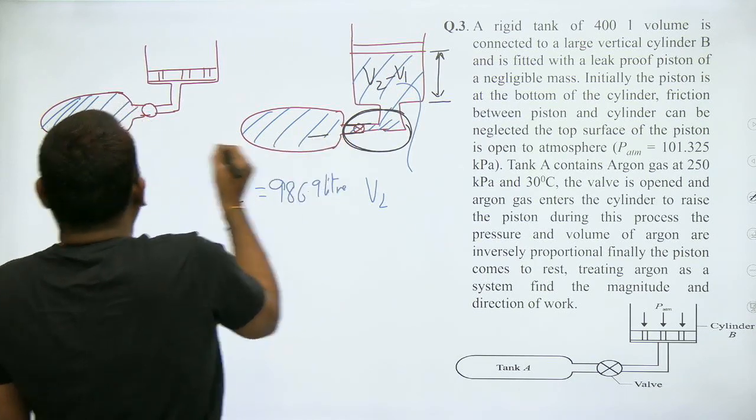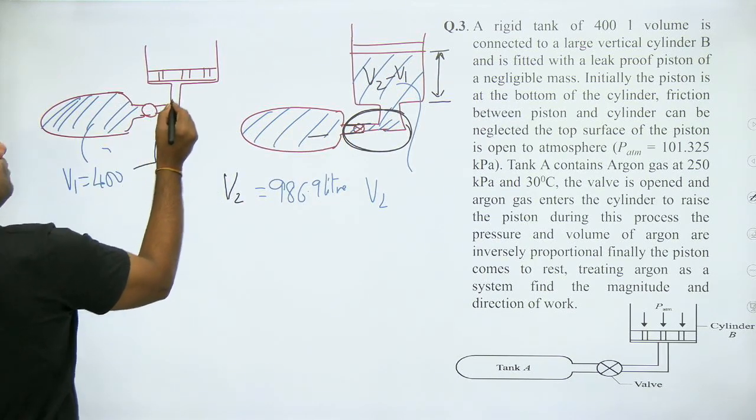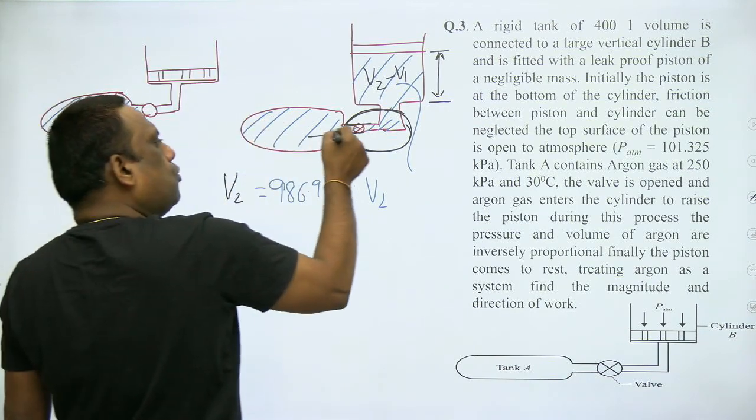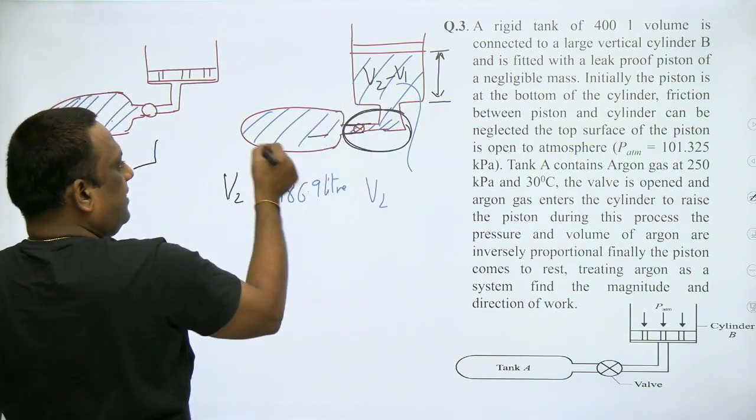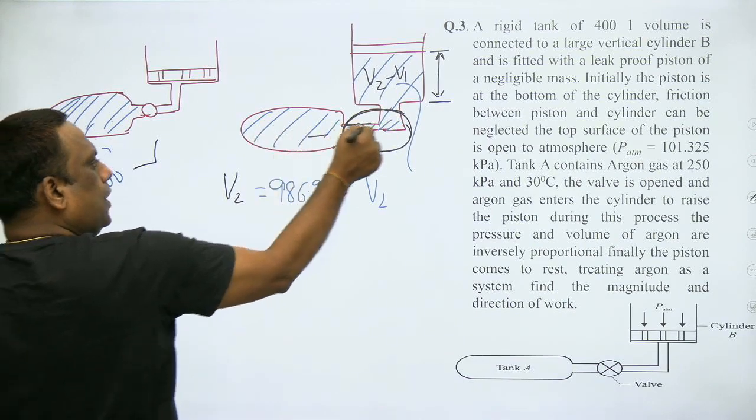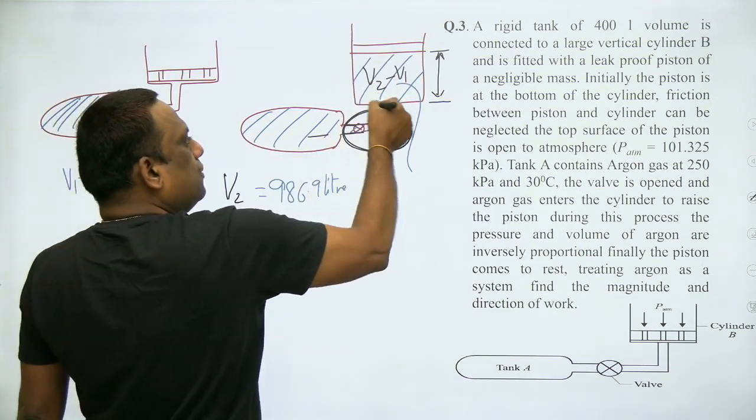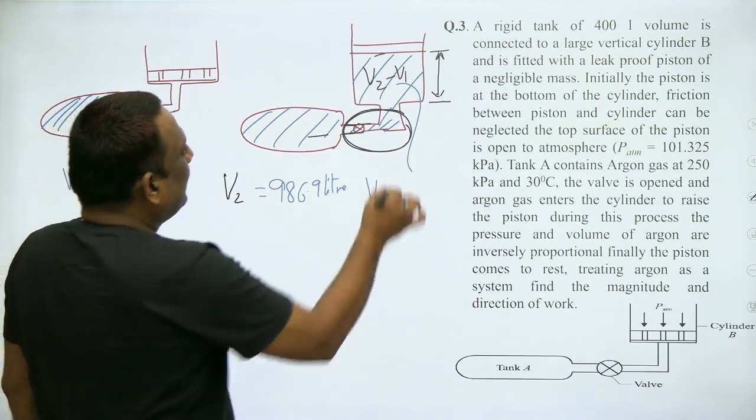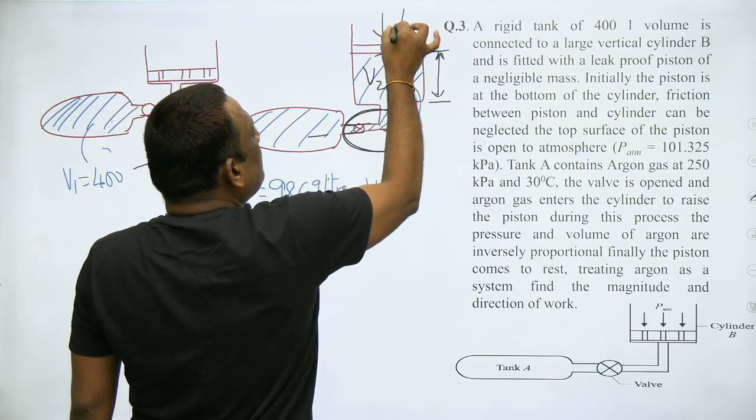The argon, look, earlier it was this much, now the argon has spread completely. First it was here, it is spreading throughout. So this complete volume has become V2, and this is V1. This whole volume is V2, and this is V1. And this volume will be V2 minus V1. And please note down that this is moving.